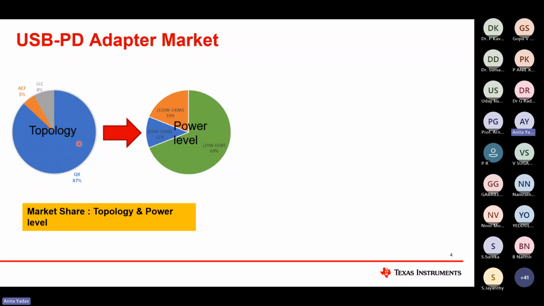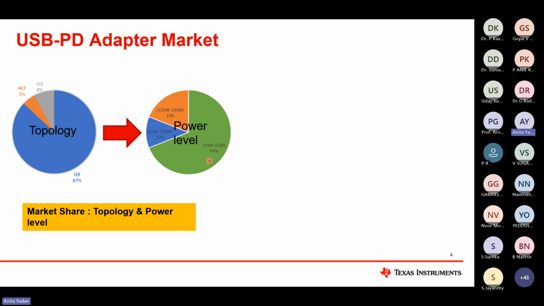And here is one more thing I would like to highlight: there is a new topology being introduced in the market, called AHB, asymmetric half bridge topology, and it is also gaining market within this 8 and 5%. So this percentage will get redistributed, but at present it just got introduced and does not have much market. It's just a start point for the AHB.